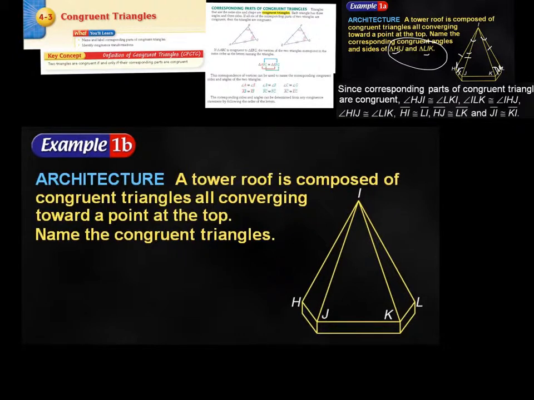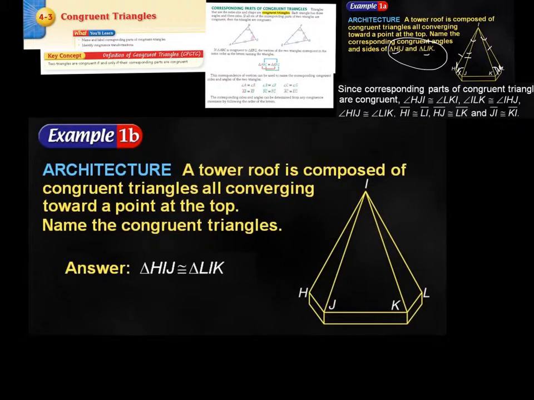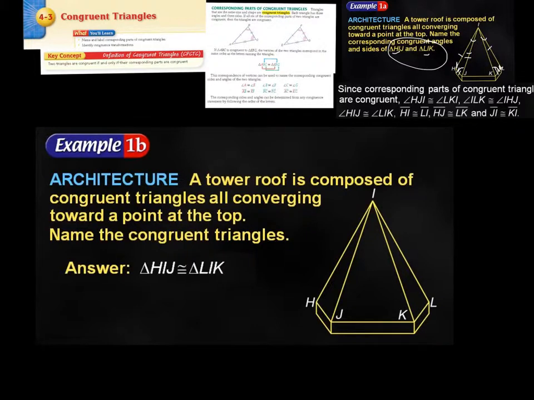For example 1b, we're starting with the same diagram and they ask us to name the congruent triangles. We kind of already did. Triangle HIJ, so we said that HI was congruent to LI already, is congruent to triangle LIK. And we already said that HJ was congruent to KL and JI was congruent to IK. So we can see the parts are all congruent.